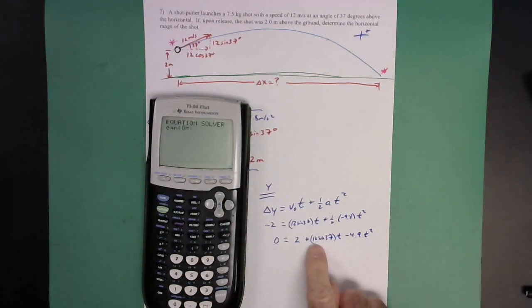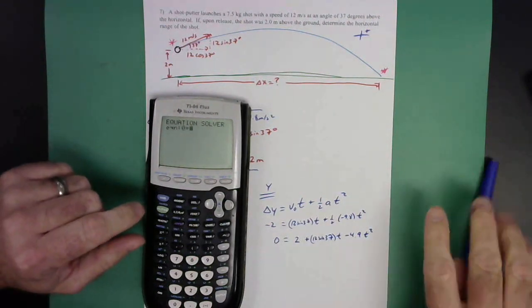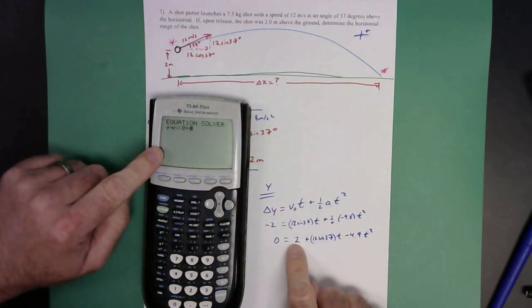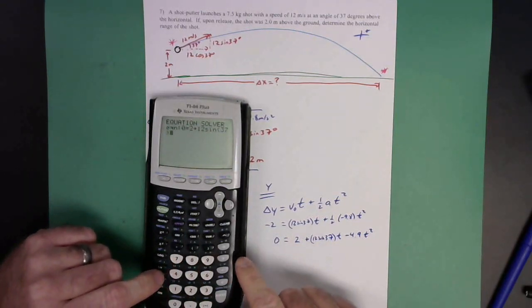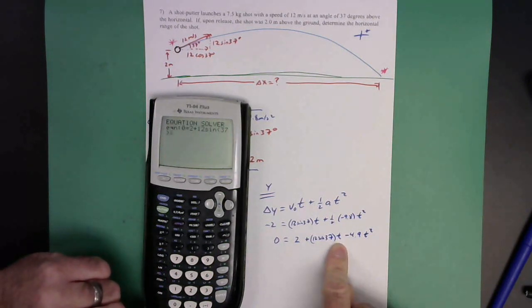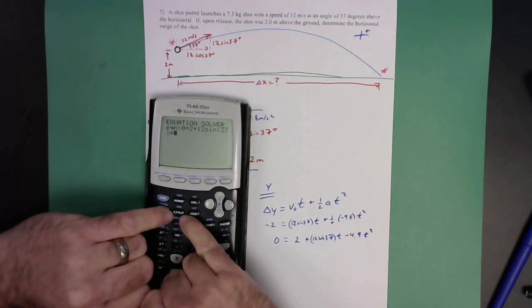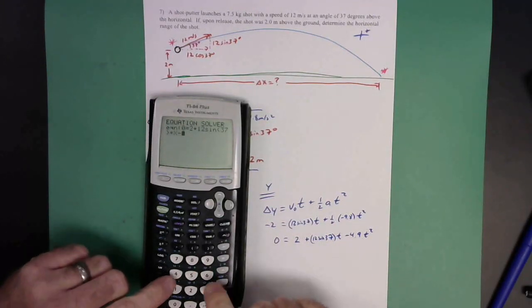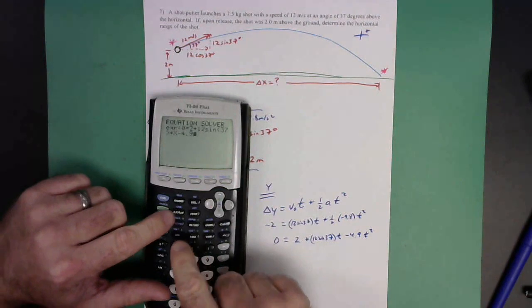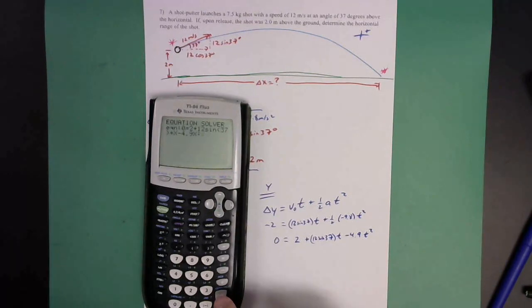Yes, I could resolve this 12 sine 37 ahead of time and get a decimal approximation, but I'd rather carry it, you know what I mean, let the calculator have all the digits. Anyway, in the equation solver, I want 2 plus 12 sine 37, close parenthesis. Now I want to multiply by the variable, so times, and the variable is going to be this key that says x, t, theta, and it shows x. Minus 4.9 times the variable squared. So I'm going to go back here with the variable button, x, t, theta, and then squared. So that's the expression. I hit enter.